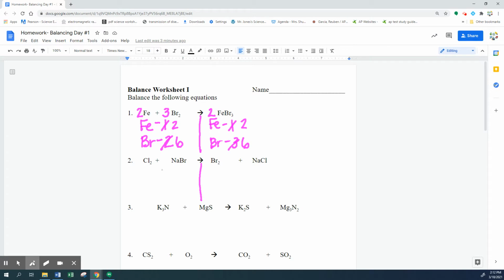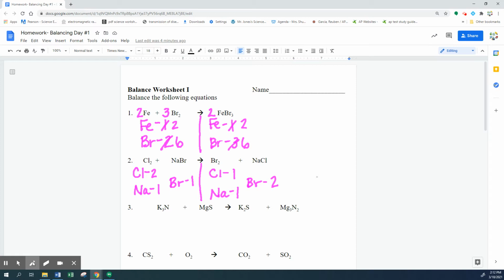For number 2, we are going to do the same thing. Draw our line where the arrow is, separating the reactants from the products, and go ahead and list out each element. So I have chlorine, sodium, and bromine. I'm going to list them in the same order, and I'm going to count them. On the reactant side, I have 2 chlorines, 1 sodium, and 1 bromine. On the product side, I have 1 chlorine, 1 sodium, and 2 bromines.